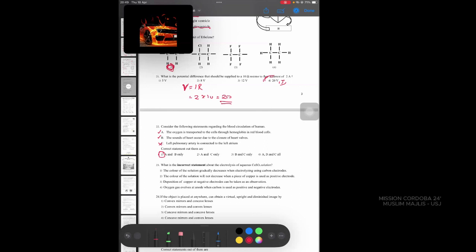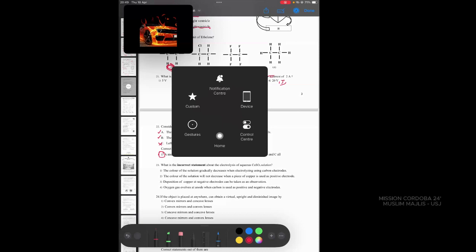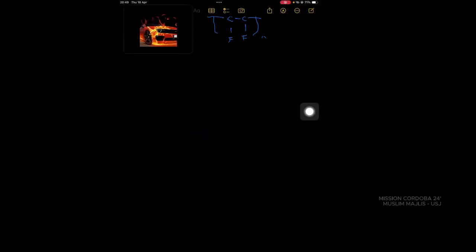Incorrect statement regarding electrolysis of aqueous copper sulfate. Now we will do the electrolysis and see. Aqueous copper sulfate. What are the electrodes you are using? Can someone tell me?